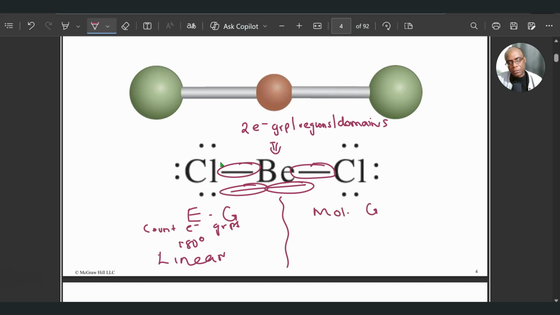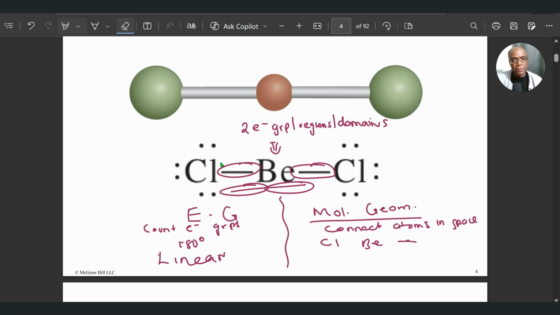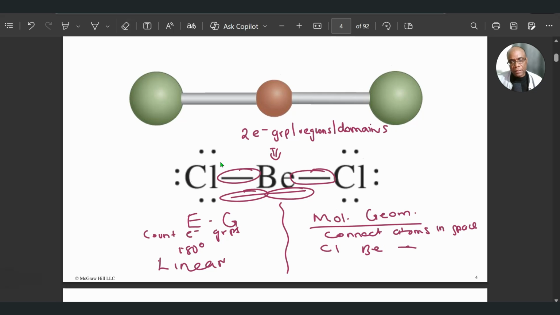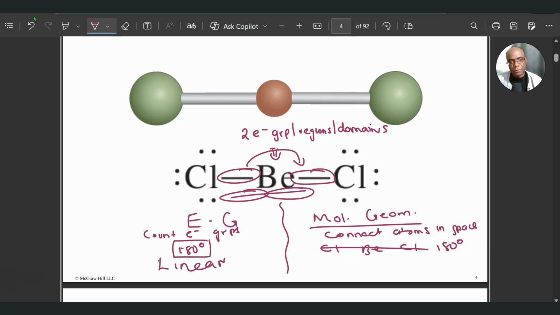So for the molecular geometry, you're going to connect atoms in space. And to connect the atoms in space is going to be the Cl, the Be, the Cl. So nothing is repelling these elements away. We'll talk about VSEPR very soon. So connect these elements in a straight line, still dictated by the electronic geometry. Bond angle will be 180 from here to here or from there to there. And therefore, I expect molecular geometry is linear.